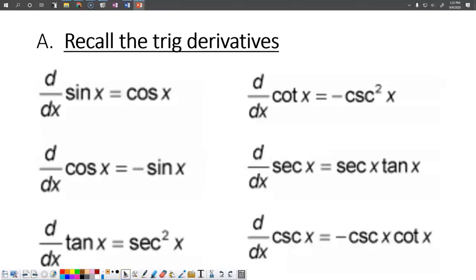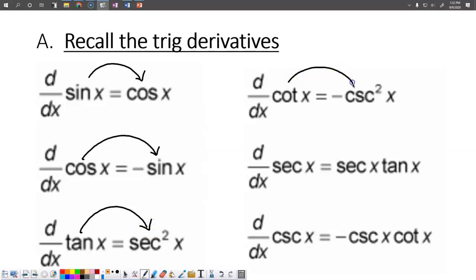So it's a little fuzzy here, it doesn't look great. But remember our derivatives. The derivative of sine was cosine. The derivative of cosine was negative sine. The derivative of tangent was secant squared. The derivative of cotangent was negative cosecant squared. The derivative of secant was secant tangent, and the derivative of cosecant was negative cosecant cotangent, right?